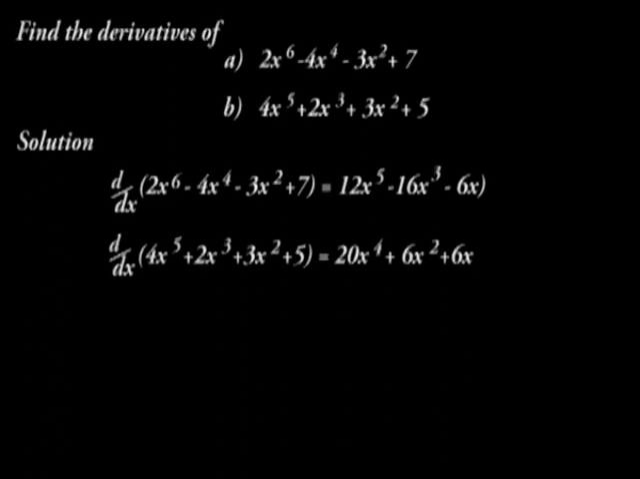To find the gradient of a curve at any point, say when x is equal to 1, we simply substitute x into the gradient function. That is 20 into 1 to the power 4 plus 6 into 1 squared plus 6 into 1, which gives us 32.